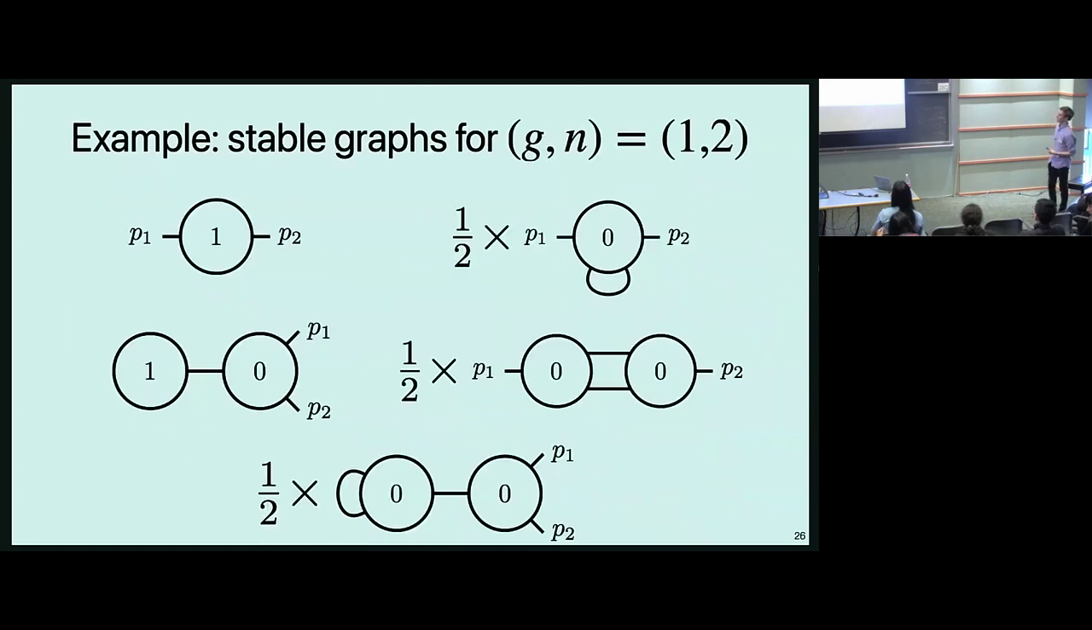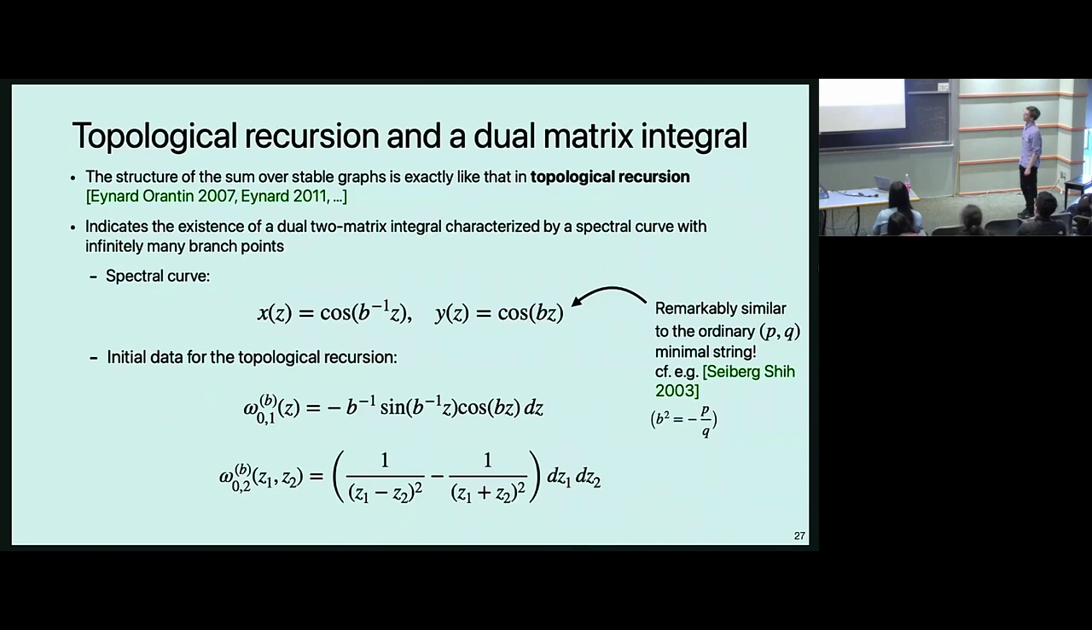And just to make it even more concrete, here's a cartoon of all of the stable graphs you can write down for the torus 2-point function. So in this situation, there are 5. Some of them come with a factor of 1/2, which is just the symmetry factor I mentioned earlier. And so there's the torus 2-point vertex itself. There's one that you get by gluing the sphere 4-point vertex to itself, and so on and so forth. And so you can play this game for whichever string amplitude you wish. And I mention this because the structure of this, involving this sum over stable graphs, turns out to be exactly like that which appears in topological recursion.